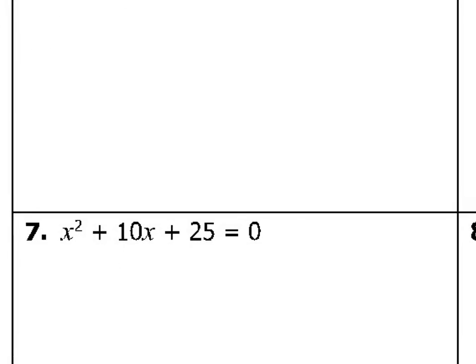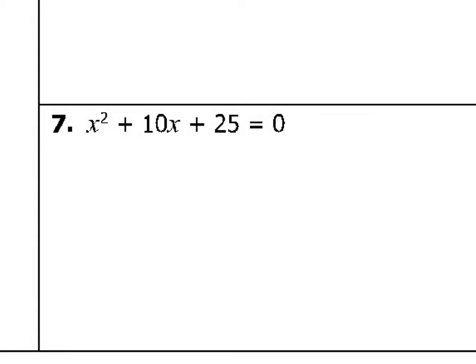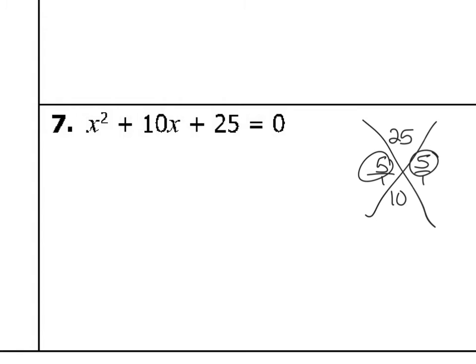All right, let's go down to number 7. 1 times 25 is 25, and then b is 10, and we're dividing by 1. So factors of 25 that add up to 10, well, that would be 5 and 5. 5 times 5 is 25. 5 plus 5 is 10. All right? So your factor is 5. X plus 5 times x plus 5 will give you that.